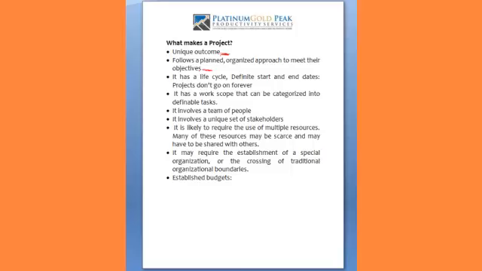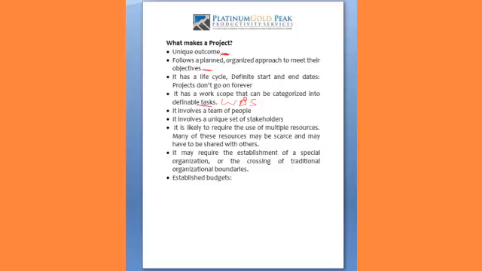Talking about project management, it has a life cycle. Definitely a start and end date. Projects don't go on forever. It has a work scope that can be categorized into definable tasks, what we call WBS. Yes, that's work breakdown structure. We are going to be looking at that under scope management. It involves a team of people. Yes, you need to assign certain individuals, what we call the project team, to this project.